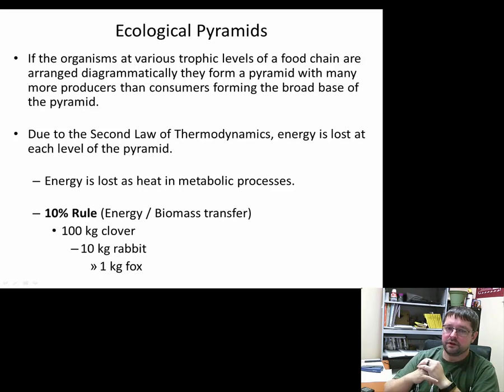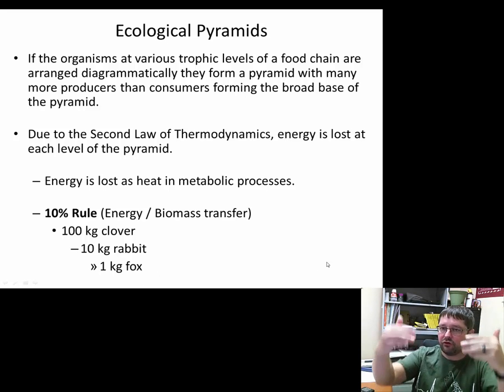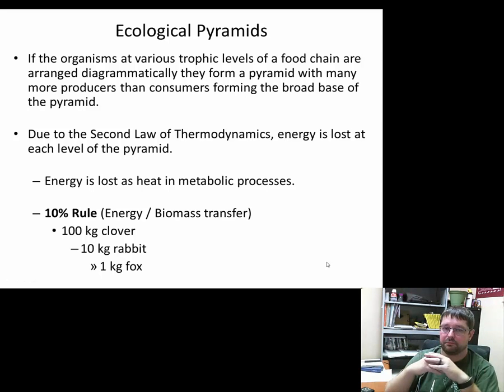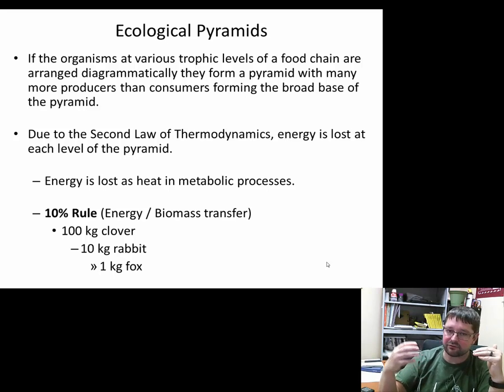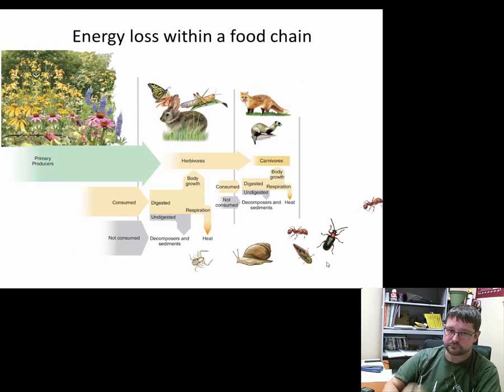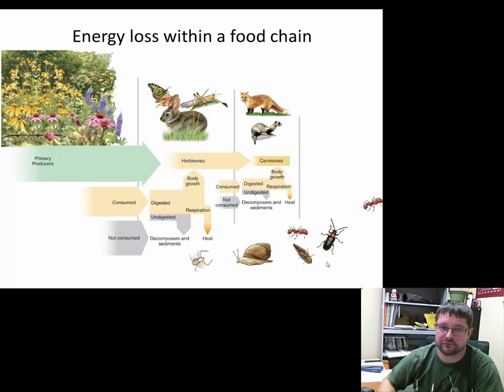So if you look at the 10% rule, if we had 100 kilograms of clover, that will make about 10 grams of rabbit, which would make about 1 gram of fox. Each level that you move through the pyramid, you're maintaining 10%, or you're losing 90% of the energy. So here you can see what happens.